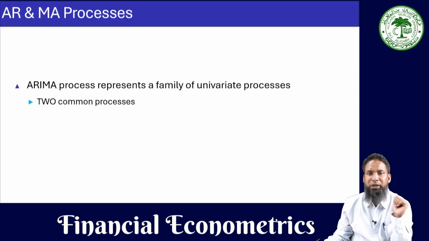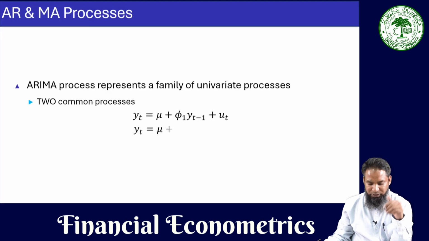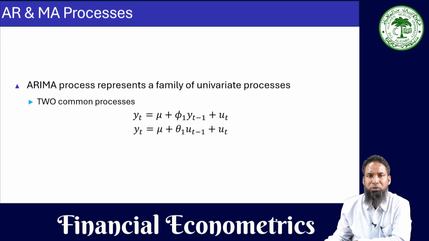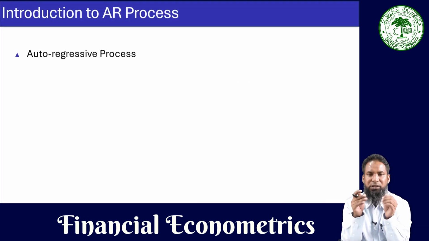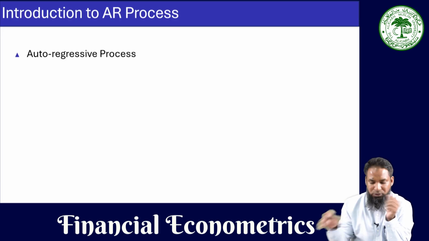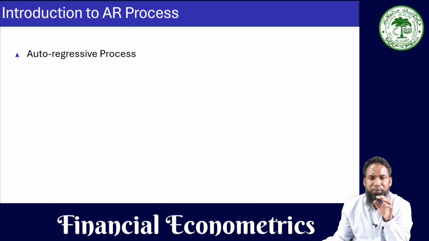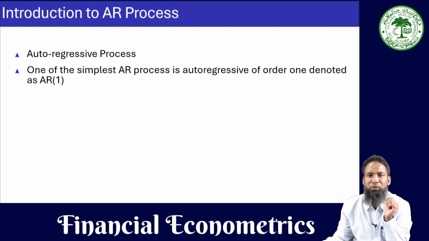The autoregressive and moving average processes can be represented using these two different equations. Here the first equation shows the autoregressive process, whereas the second equation shows the moving average process. So what do we mean by the autoregressive process? Basically, an autoregressive model or process is one where the current value of the series depends on its past values plus the error term. One of the simplest autoregressive processes is the AR(1) process.